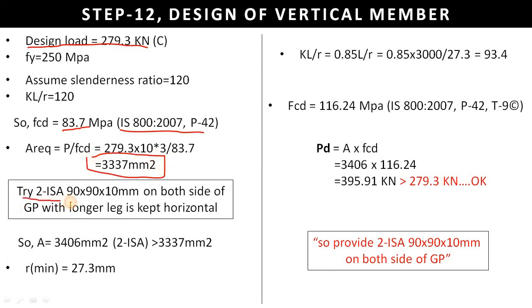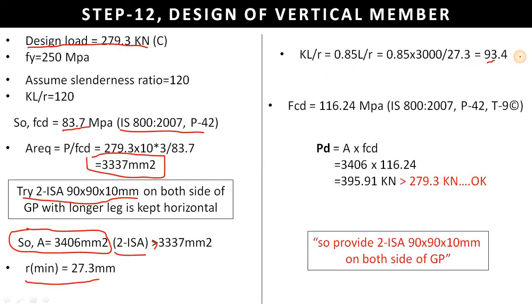So let us try 2 ISA 90 cross 90 cross 10 mm on both sides of the GP, with the longer leg kept horizontal. So our area will be something like 3406 mm square. We have provided 2 ISA, so it will be divided by 2, and hence it is greater than the area required, which is okay, and it is on the safer side. And the r minimum value, which we can have from the code, is 27.3 mm. Now we will find the KL by r ratio.